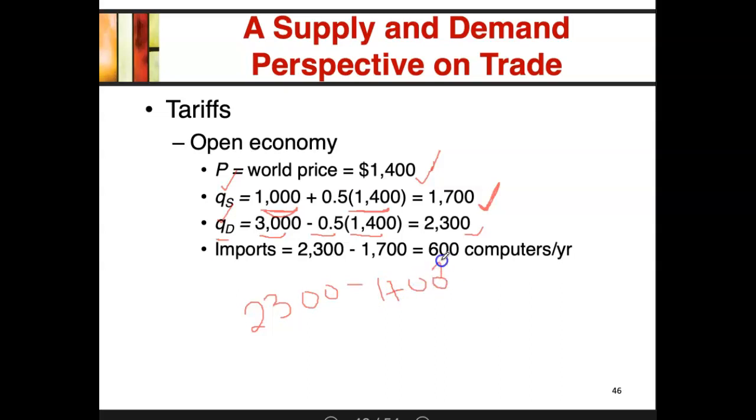And essentially those are going to be the imports. That's the amounts people are actually going to import from the rest of the world, or from outside the country. So they're going to import 600 computers. So clearly, even without going through these whole calculations, we can see that a country will be a net importer. Why? Because the world price is essentially less than the closed economy price, which was 2,000.